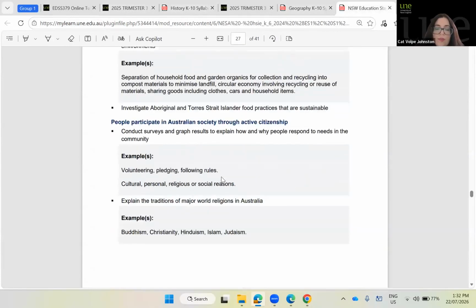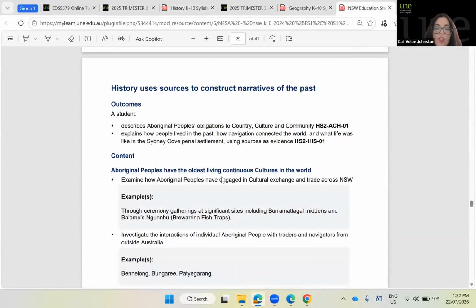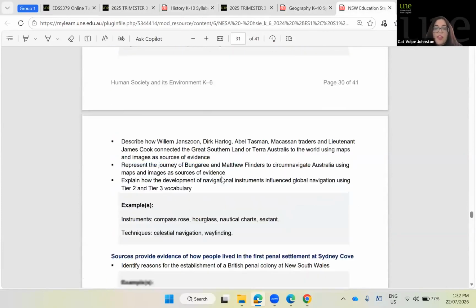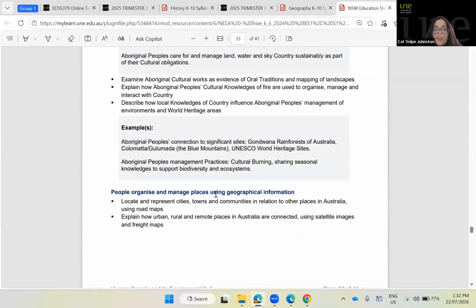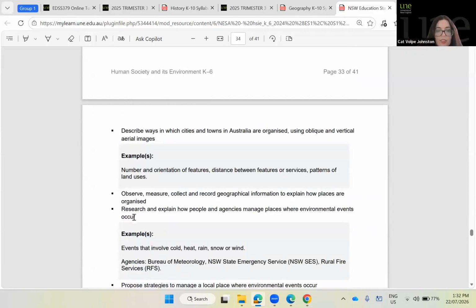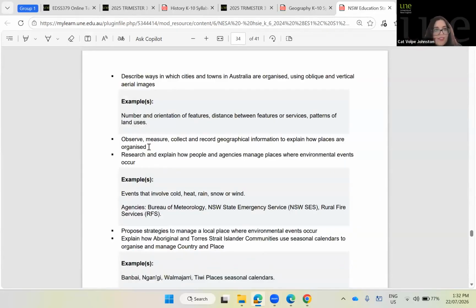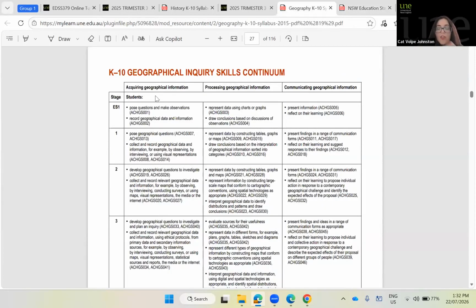So going through, you can see where different geographical skills are evident. Let's look at one more unit of work in stage 3. Again, using geographical information. So locating, representing, and explaining. That's gathering, processing, communicating. That's all skill-based. Observing, that's acquiring geographical data. Measuring, collecting, recording. There, we're seeing all those words again that are basically the same thing as what we've looked at here, acquiring, processing, communicating.